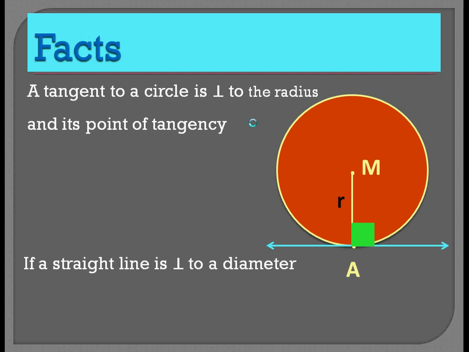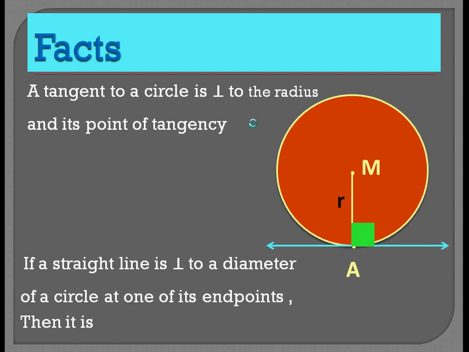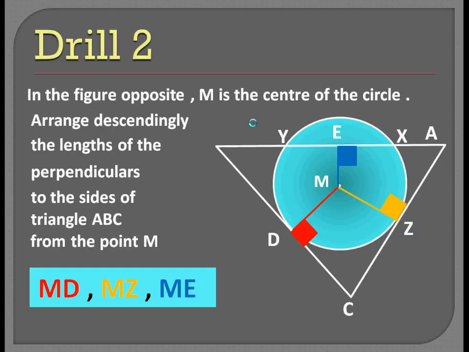After that, we can say that MA is also perpendicular to the radius, and the straight line which is tangent to the circle is perpendicular to the diameter. So the tangent is perpendicular to the radius from the point of tangency. Also, we can have another fact. The second fact says that the two tangents drawn from the endpoints of a diameter are parallel.